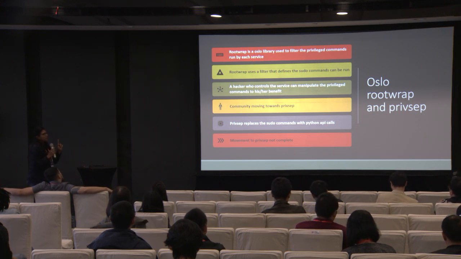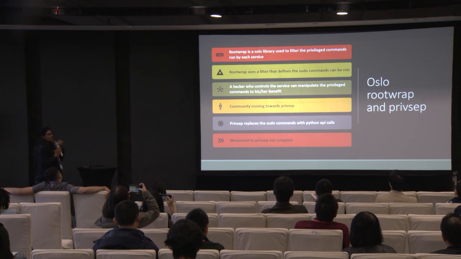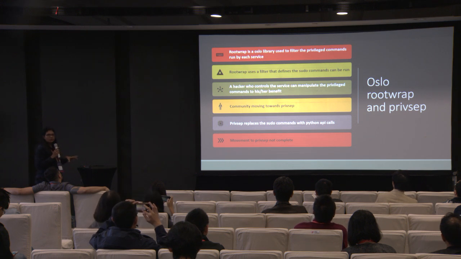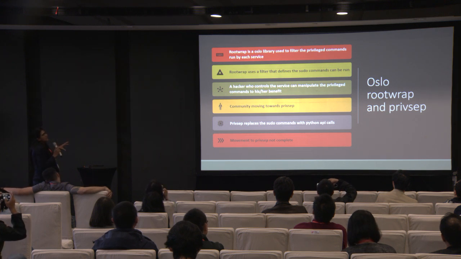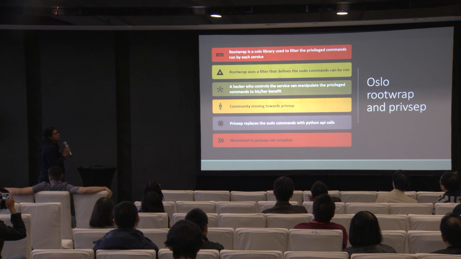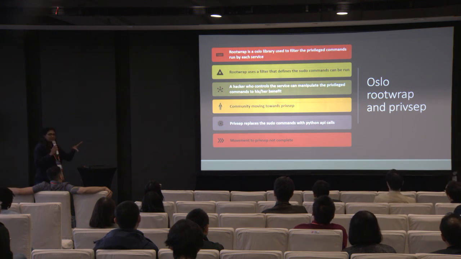So just a quick slide on Oslo root trap and privsep, but going more in depth around this is not the scope of this session. And you can see a lot of other material on this. But at a high level, root trap is an Oslo library that is used to filter the privilege commands run by each service. So if there was no root trap, then you would have to go and directly edit your sudo file and say that my Nova user has to be able to run all these commands. But now you don't have to do that. Instead, there's a filter file where you specify that, hey, Nova user should be able to run only these commands.